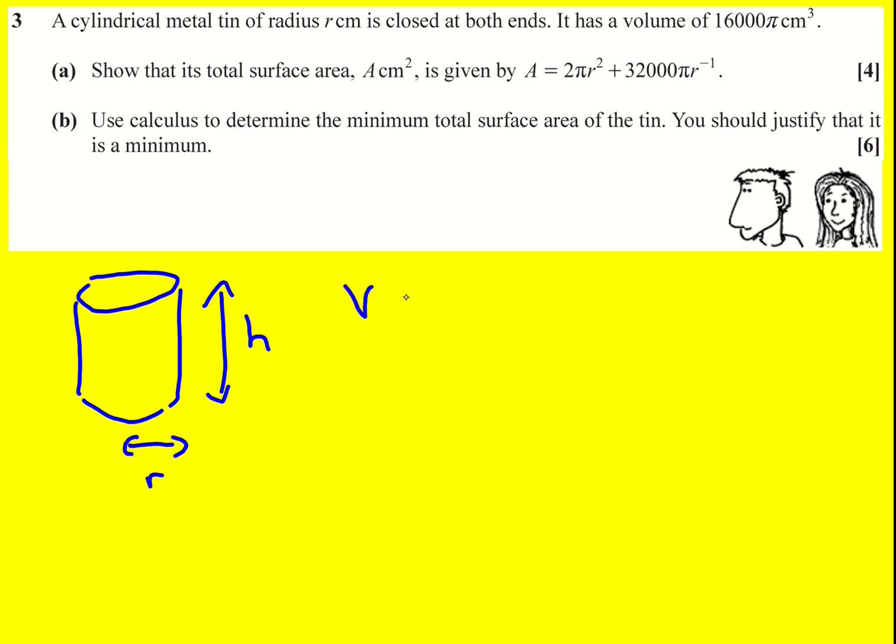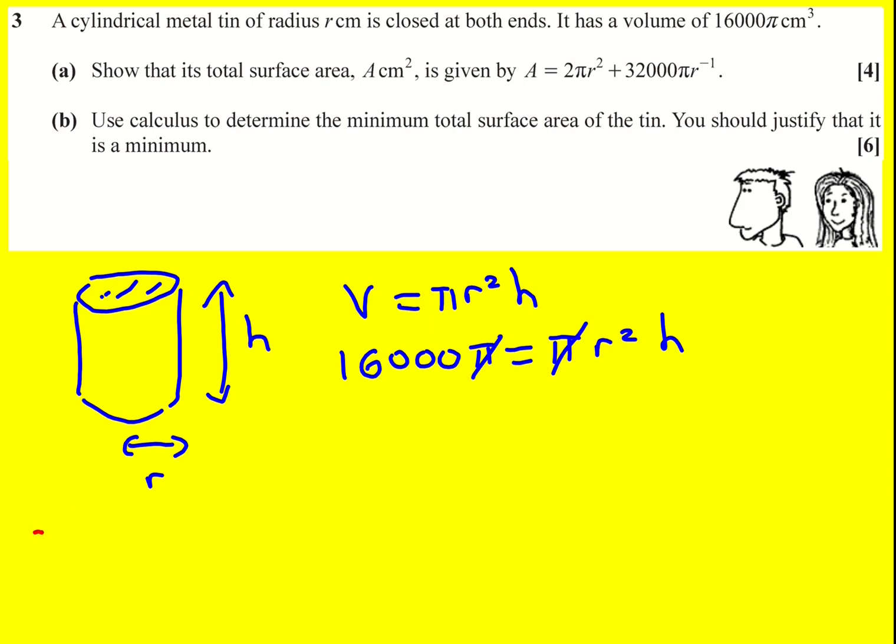write down an equation. The volume of a cylinder is pi r squared h. It's the area of the cross-section times the length of this cross-section. So therefore I can write 16,000 pi is equal to pi r squared h. I can cancel the pi's out. Right, let's focus now on actually what we're being asked to do.